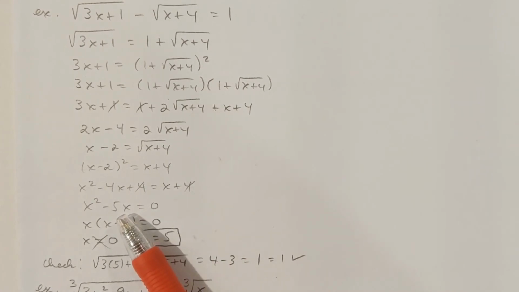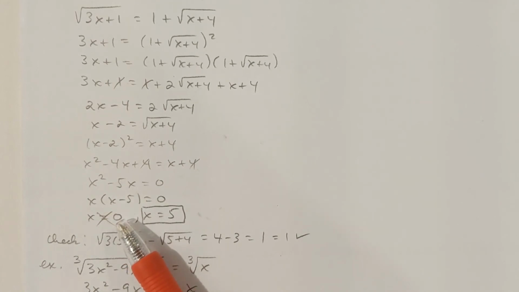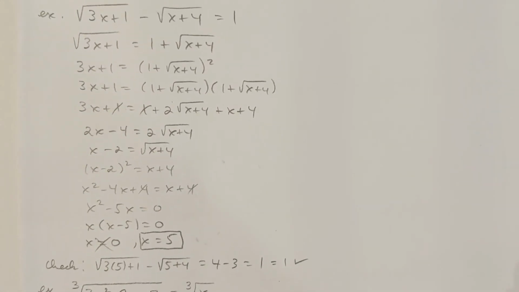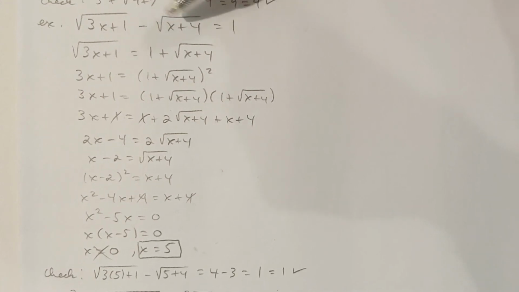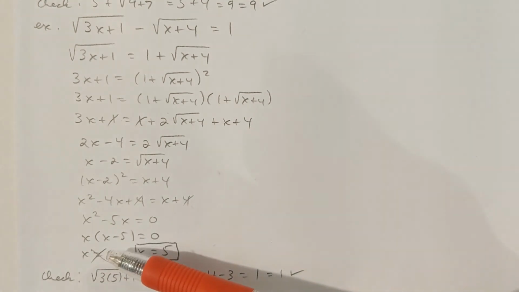If you get all the terms onto one side and factor out an x here, x equals 0 or x equals 5 would be the possible solutions. Again, we'd want to check that. 0 is not going to work because if you plug 0 into the original here, you'll have the square root of 1, which is 1, minus the square root of 4, which is 2. 1 minus 2 is negative 1, not positive 1. So you're not getting a true statement there when x is 0.